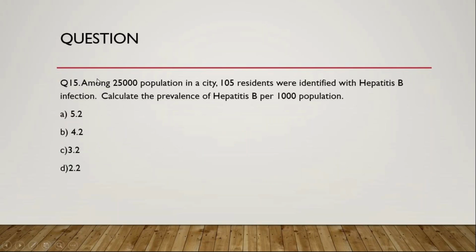Now next question. Among 25,000 population in a city, 105 residents were identified with hepatitis B infection. Calculate the prevalence of hepatitis B per thousand population. Now solve the question and answer.